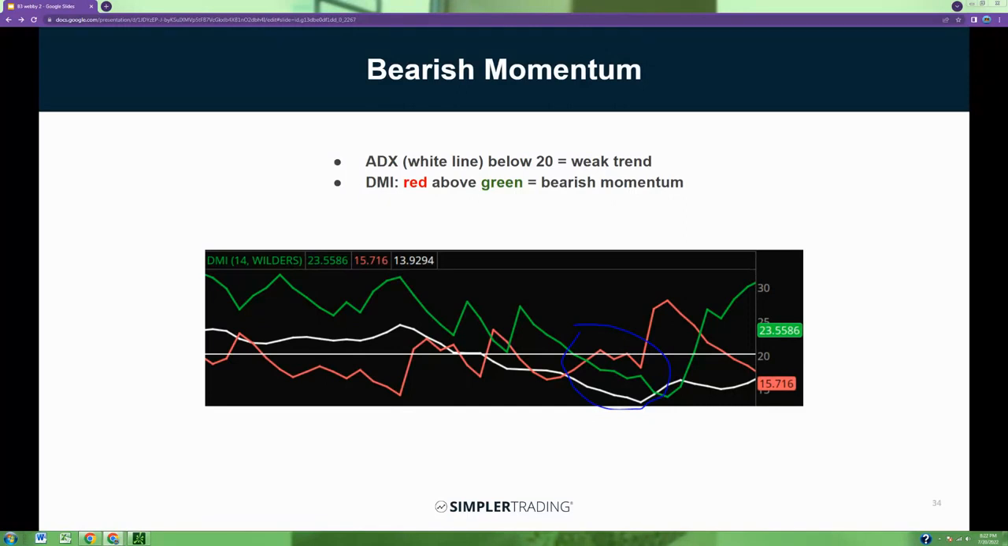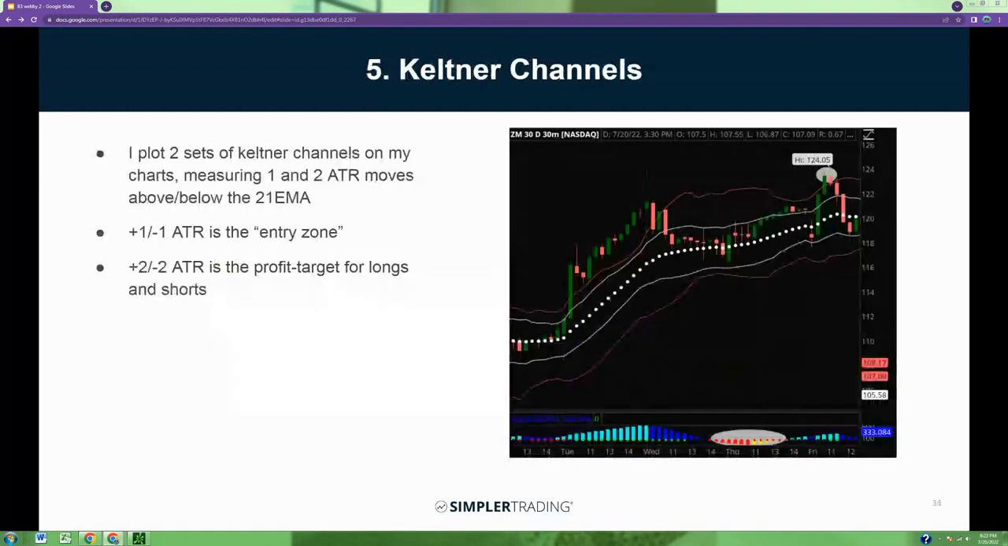Rumor has it we're in a bit of a bear market. At least that's what they're telling me. So for shorts, just the opposite, guys. ADX below 20 means the trend is weak. DMI red above green, that tells us momentum is working in our favor for a short. And I know I'm throwing a lot at you here, but I promise you really don't need to understand any of it. And I'll show you why you don't really need to understand any of it.